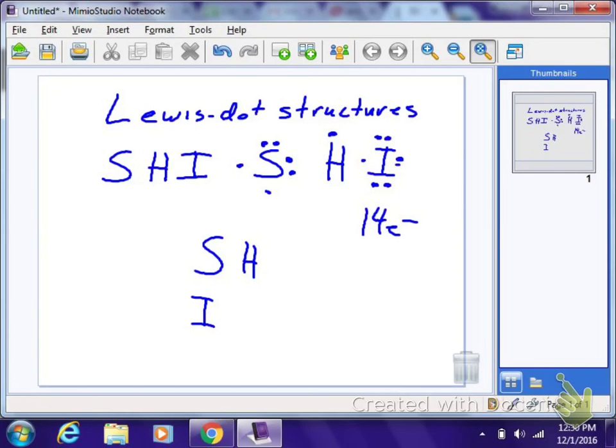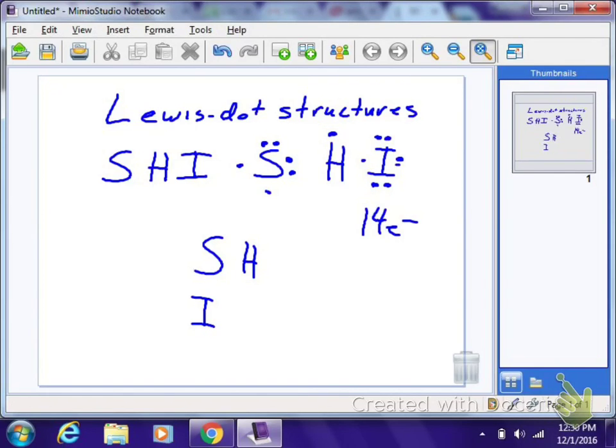I always like to put them at 12 o'clock, 3 o'clock, 6 o'clock, or 9 o'clock, but it really doesn't matter. That gives you good spacing when you do that. So we go ahead and do that. So we're good there. We're not going to include any electrons at this time.